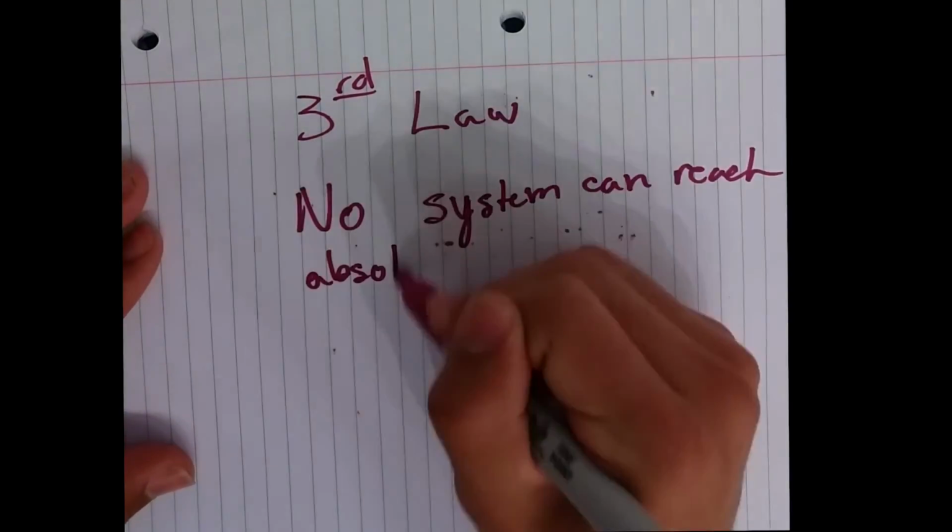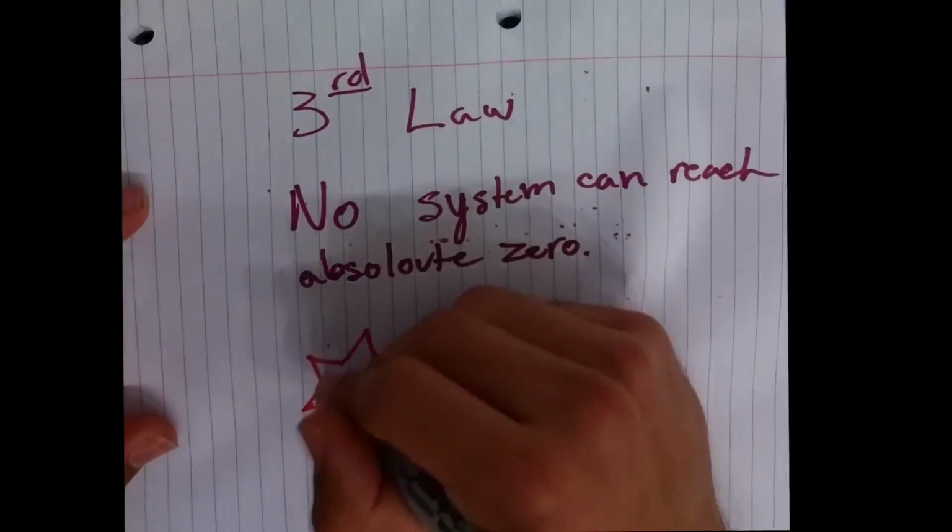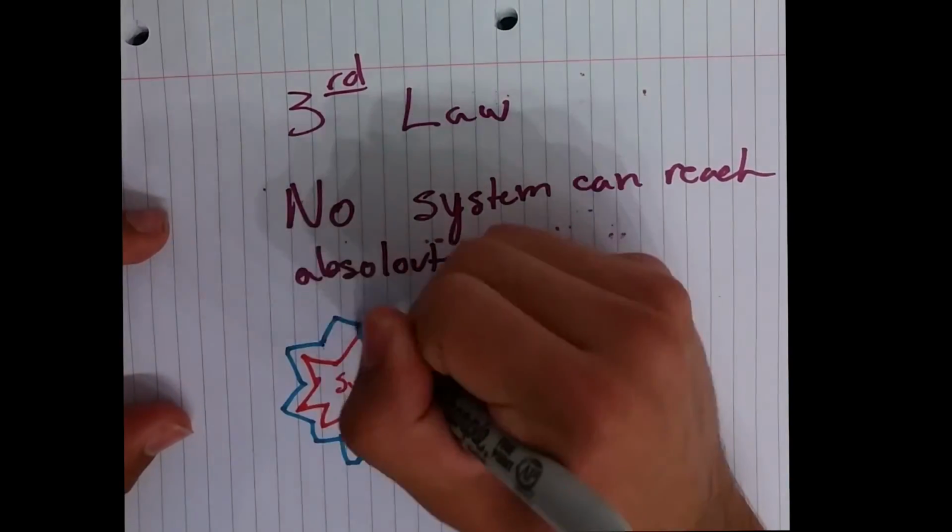We finally come to the third law of thermodynamics, which is that no system can reach absolute zero. This is because no system can be completely isolated. The reason absolute zero is impossible to reach is because molecules are constantly moving due to quantum mechanics.